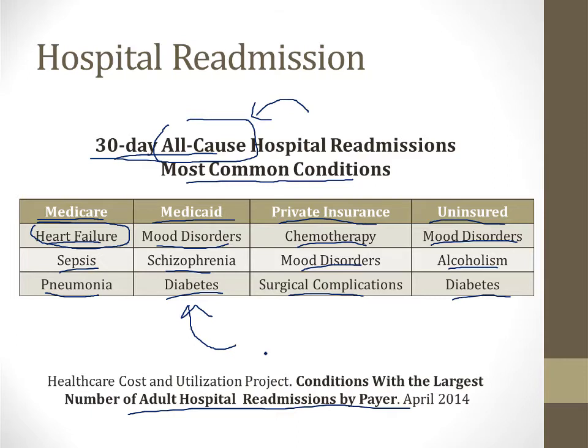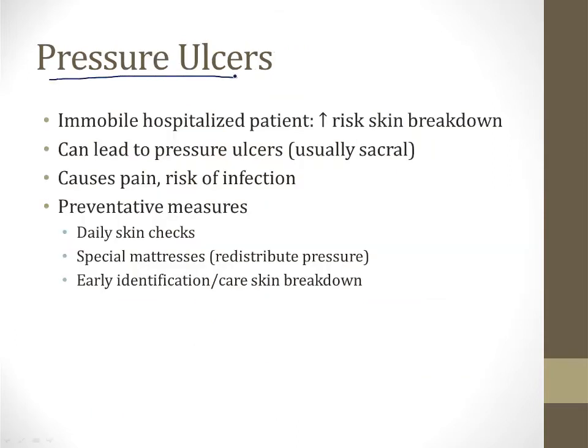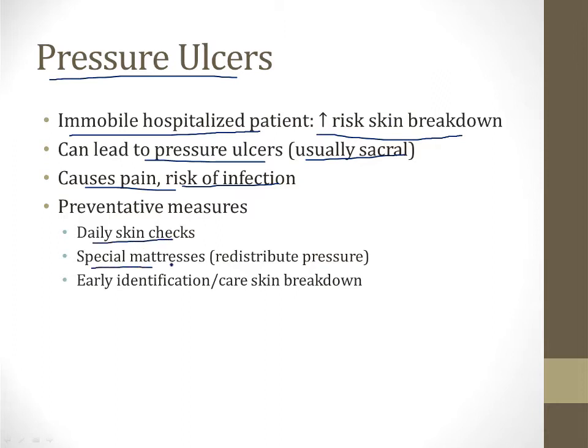Pressure ulcers are skin lesions that occur in immobile hospitalized patients. They're sitting on their rear end all day, and there's a high risk of skin breakdown. And this can lead to pressure ulcers that are usually in the sacrum. This can cause pain, and it can be a risk for infection. And there are things that hospitals can do to prevent pressure ulcers. They can do daily skin checks. They can use special mattresses that redistribute the pressure, and they can identify these pressure ulcers early and take good care of the skin so that the pressure ulcer doesn't progress.